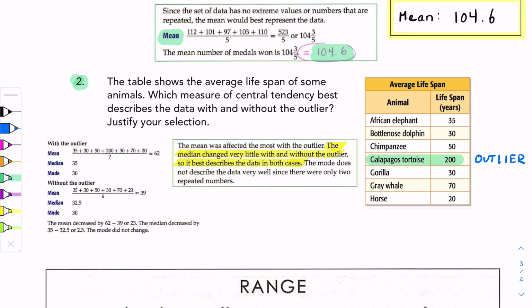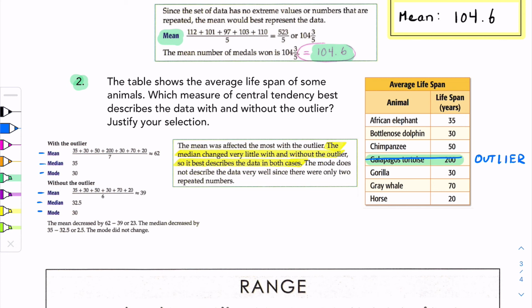So what I did, just to save us a little time instead of going over the same thing over and over, was leave the number 200 in and type out what the mean, median, and mode would be. Then I took the outlier out, so without the outlier, I removed the number 200 completely. I just crossed it right off the list, and I found the mean, median, and mode. And then I analyzed what I'm looking at.